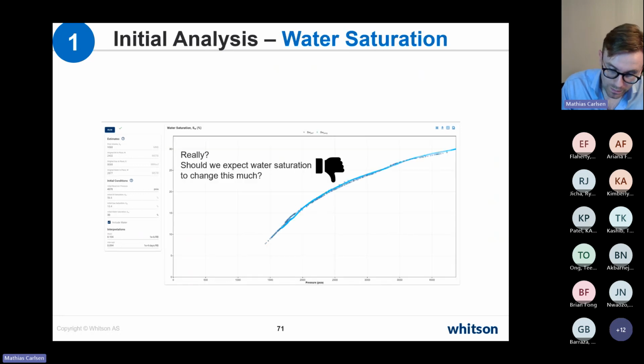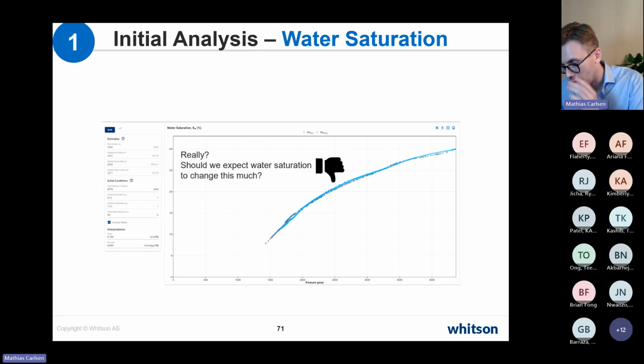But then we go to the water. And this is the second thing that I wanted you guys to have in your little engineering tool belt, call it an additional tool in the toolbox. So here we see that the water saturation is changing 30%. And then the question should be, really, do we expect that the water saturation should change 30%, or okay, maybe not 30, but almost, like it goes from 30 all the way down to 7.